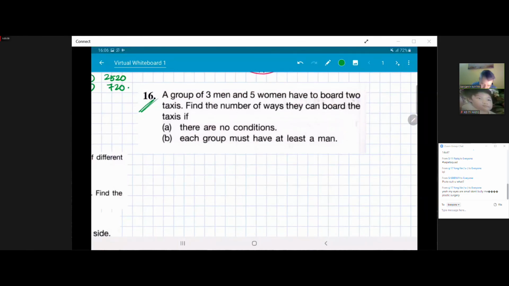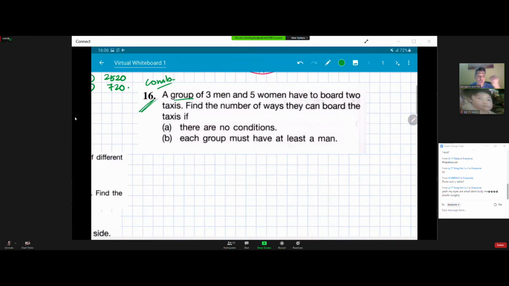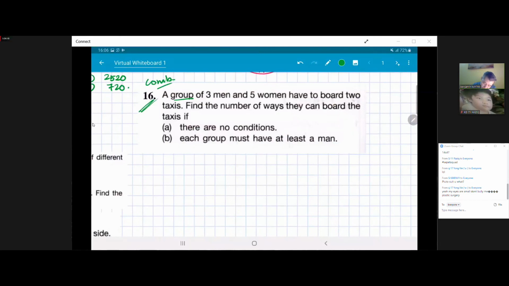Combination. Okay, all right. So you have to understand that this is combination. Why? Remember I said group of people. Group of people, kumpulan orang, is combination, not permutation, because which person is first, second, third, we do not care. Understand? Okay. Now, when they say no condition, what does it mean?